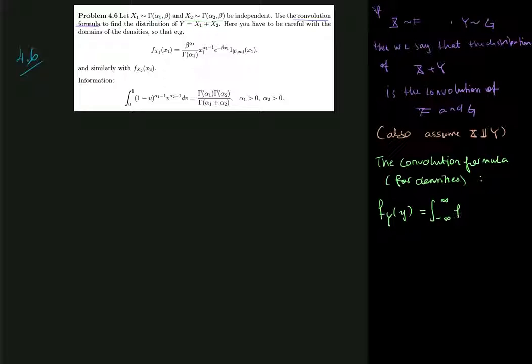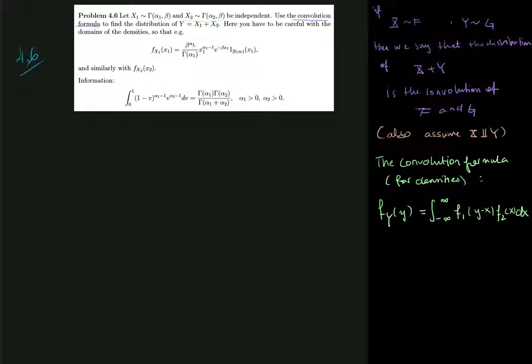of the density of the first stochastic variable, x1, evaluated in y minus x, where I integrate with respect to x, and then multiplied inside the integral by the density of the other term of the sum, evaluated in x.